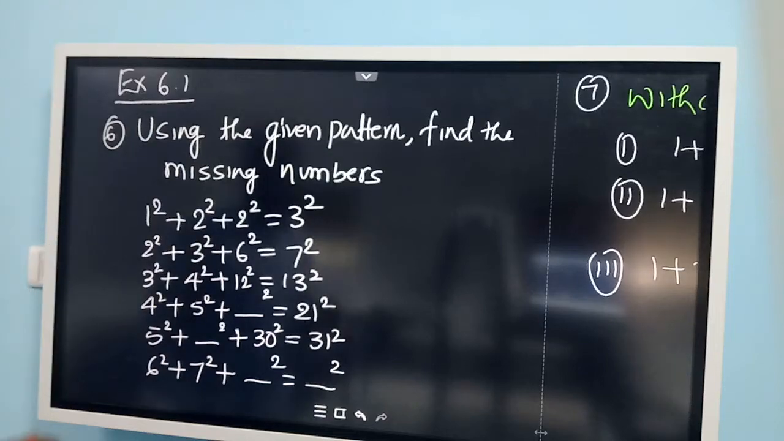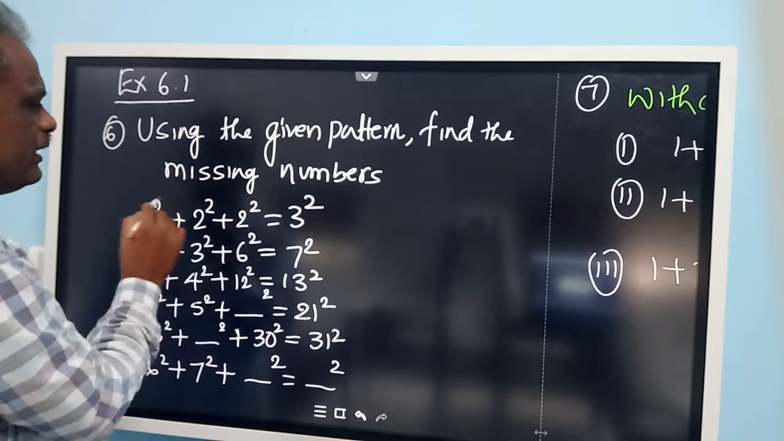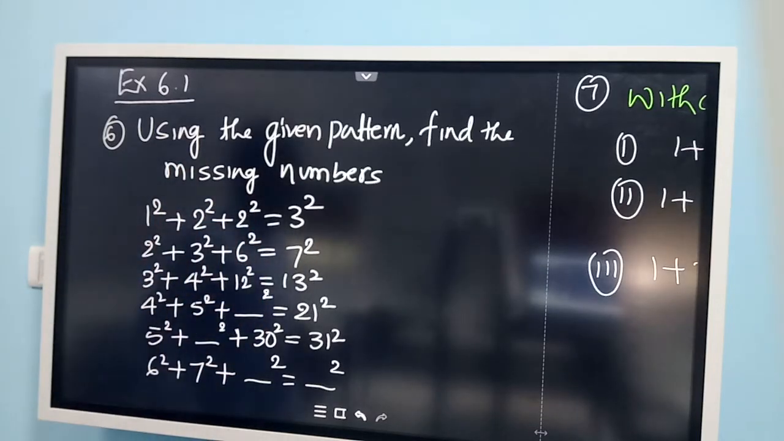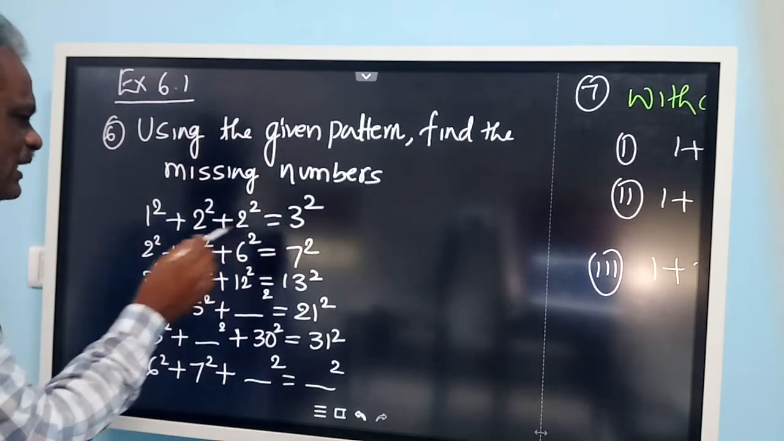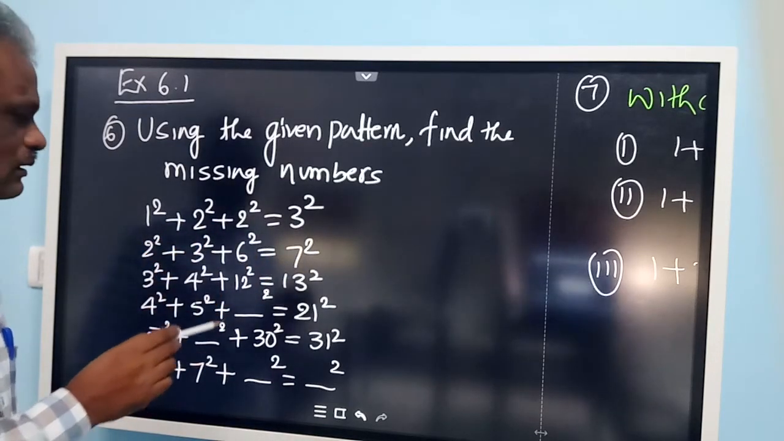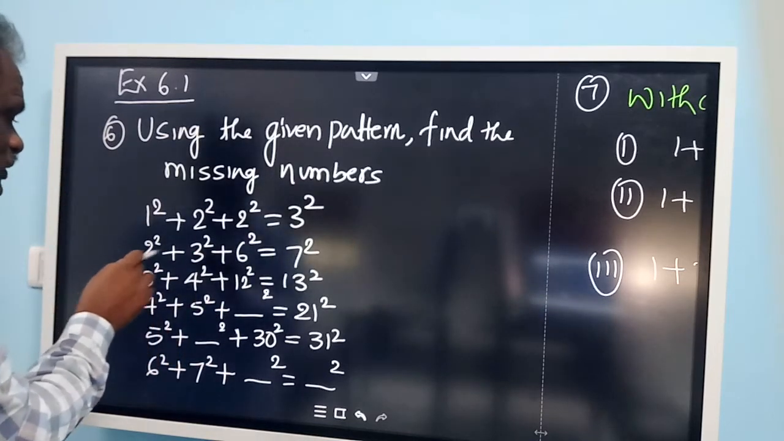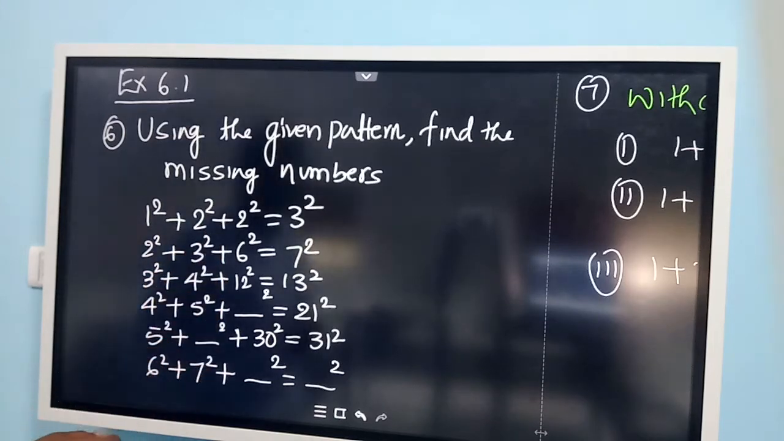Question number 6. Using the given pattern, find the missing numbers. You have to observe this pattern here and find the missing numbers. So look at this pattern. First, 1 square plus 2 square plus 2 square is equal to 3 square. Then the second one, 2 square plus 3 square plus 6 square is equal to 7 square. Observe this pattern, how it is coming.